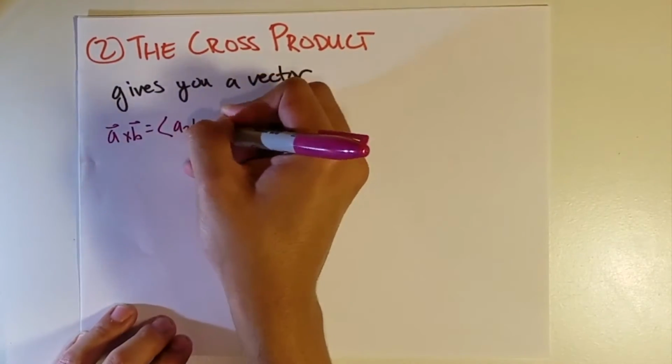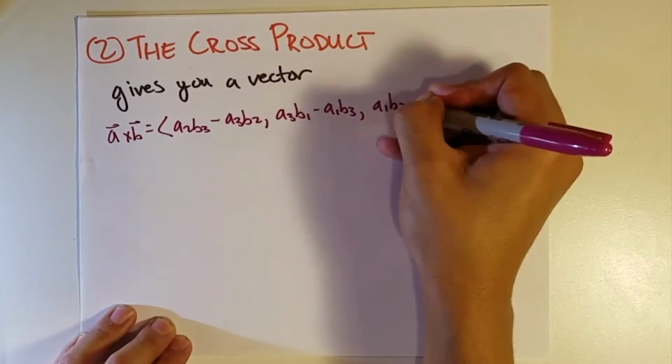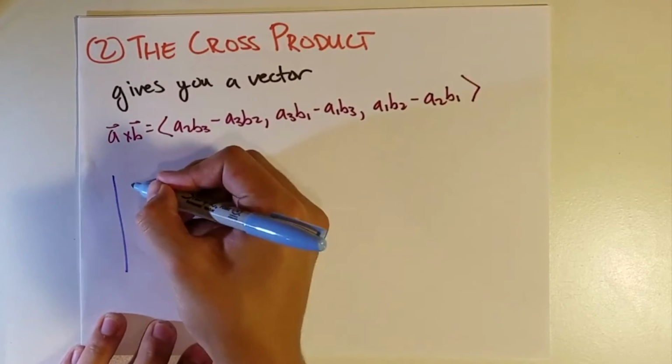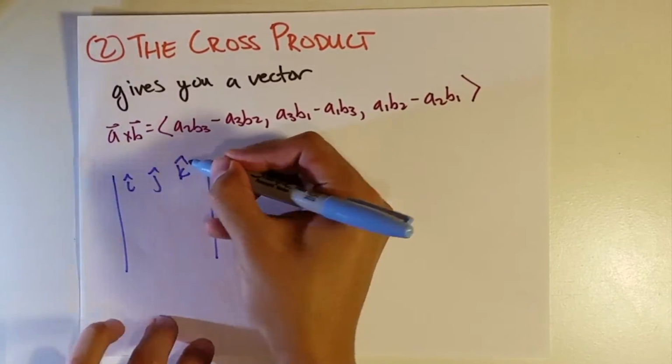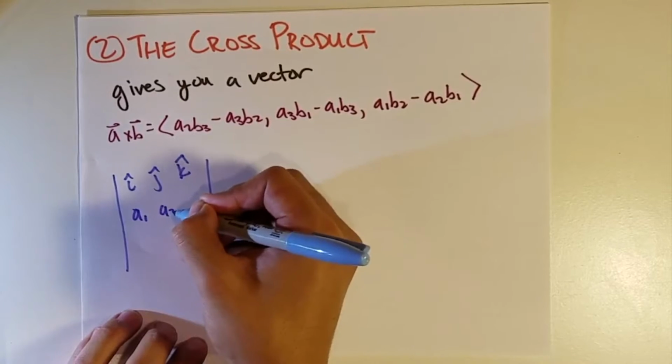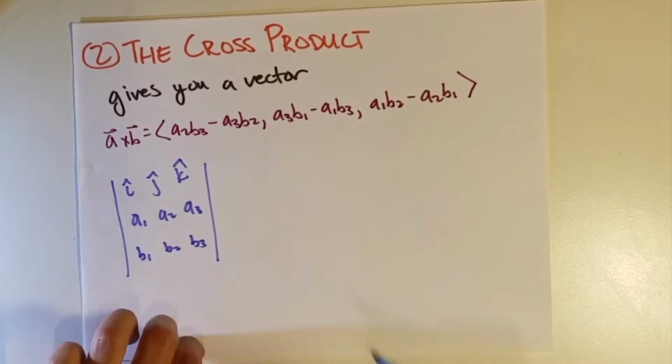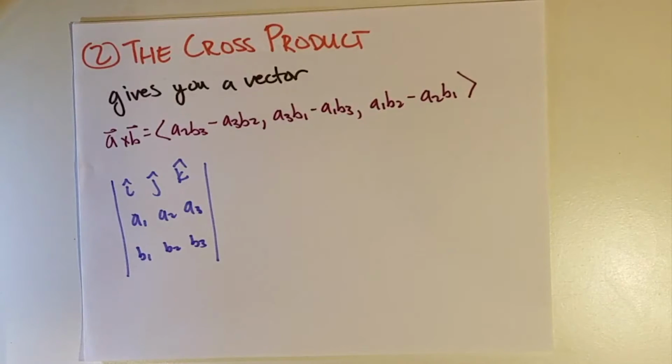To cross two vectors, we use this equation. So this equation is pretty ugly and hard to remember, so let's do something a little bit easier. First, let's construct a 3 by 3 matrix. Make the first row the vector i, j, k, the second row a1, a2, a3, and the third row b1, b2, b3.